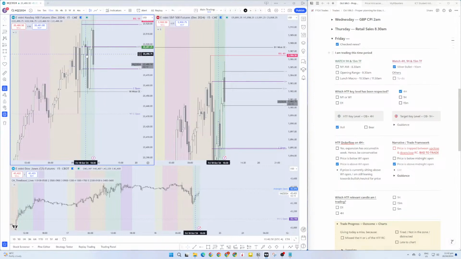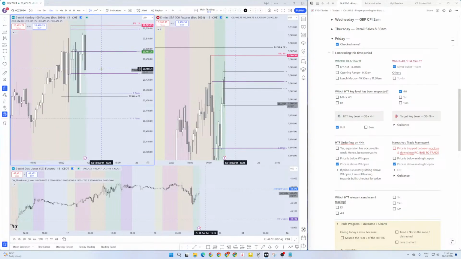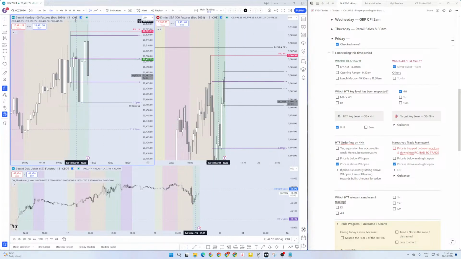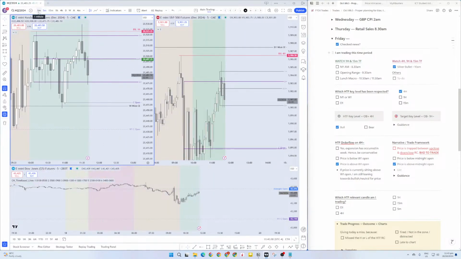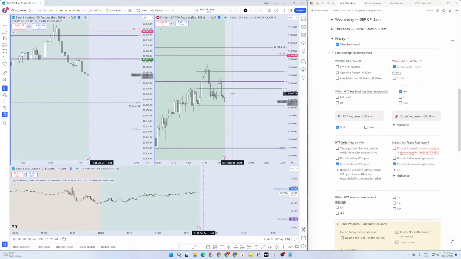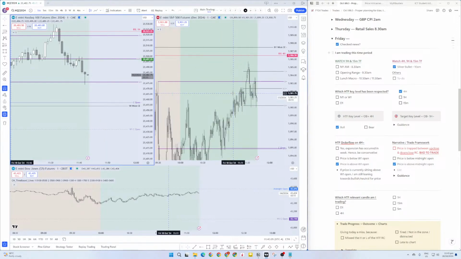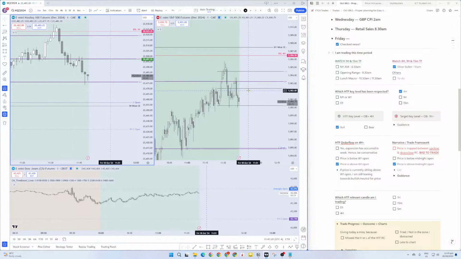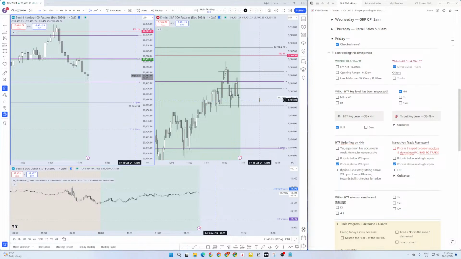Price is trading in the middle of this order block. This is slightly bearish, but how bearish can it go? Maybe until the relative equal low here. Then you need to be careful already.